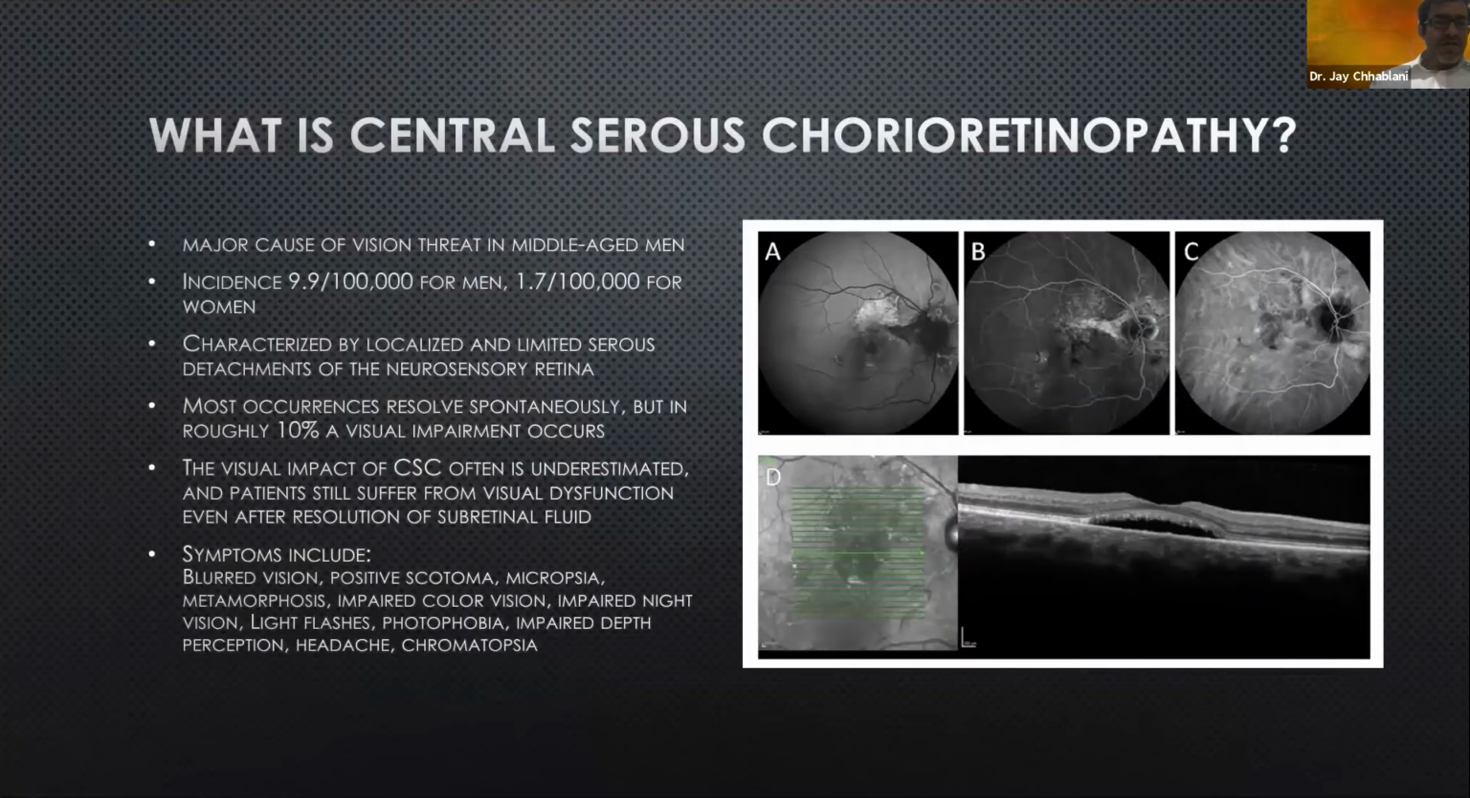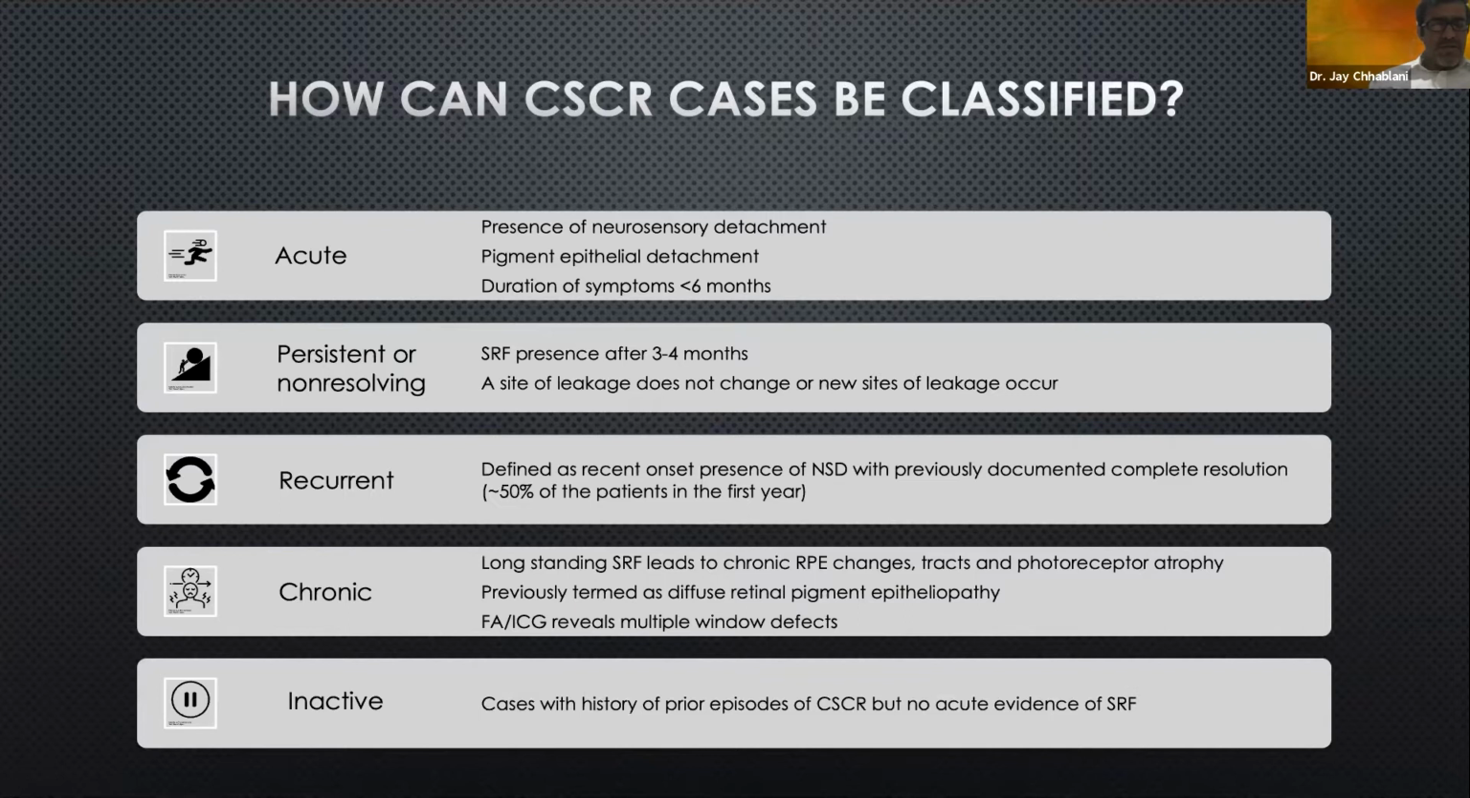So what is CSR? We already know that it is one of the major causes for vision loss in middle-aged men. Acute cases present with a subretinal fluid pocket at the center. Usually it resolves, but chronic cases do require some form of treatment. This is a classification presented by Francine Behr-Cohen, where they were trying to divide CSR into acute, persistent, recurrent, chronic, and inactive.